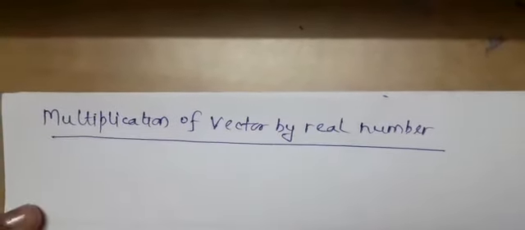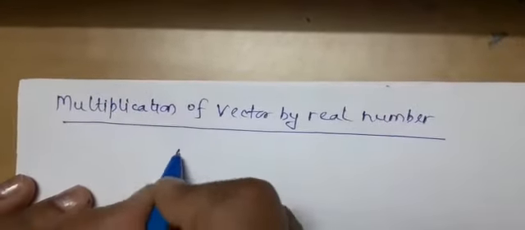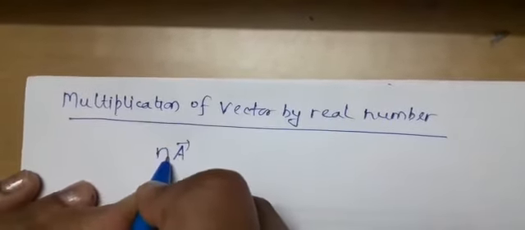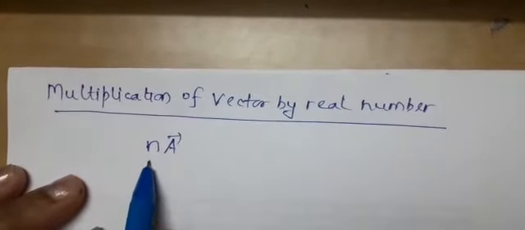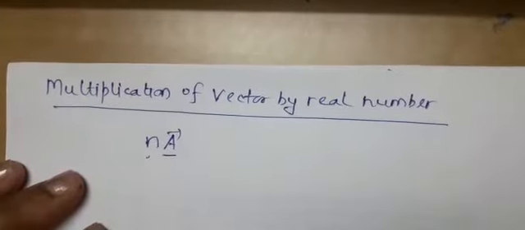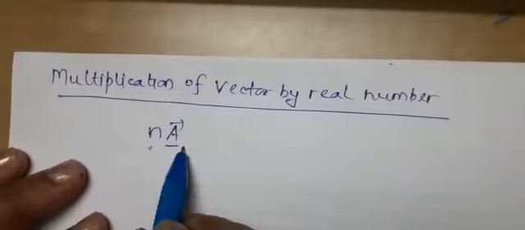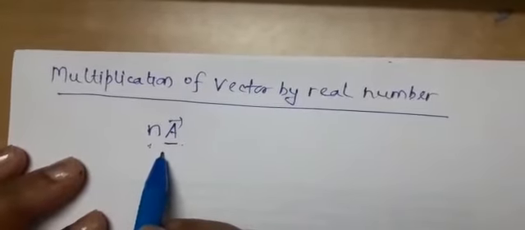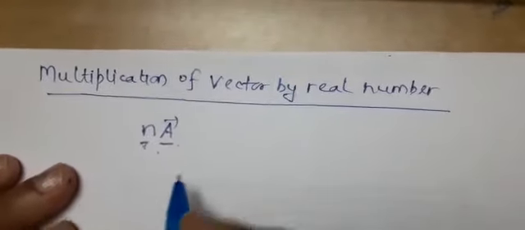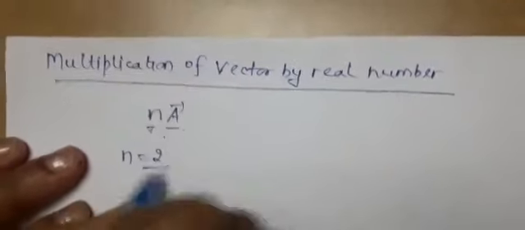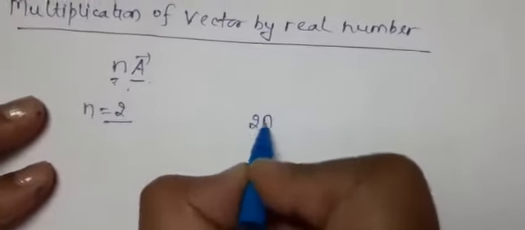Now, if we multiply a vector by any real number n, what will be the result? The result will be that its magnitude will be n times the magnitude of the given vector, and its direction will be the same as or opposite to that of A, depending upon whether n is positive or negative. Let me take an example. Suppose n is equal to 2. Then the resultant vector will be 2A.